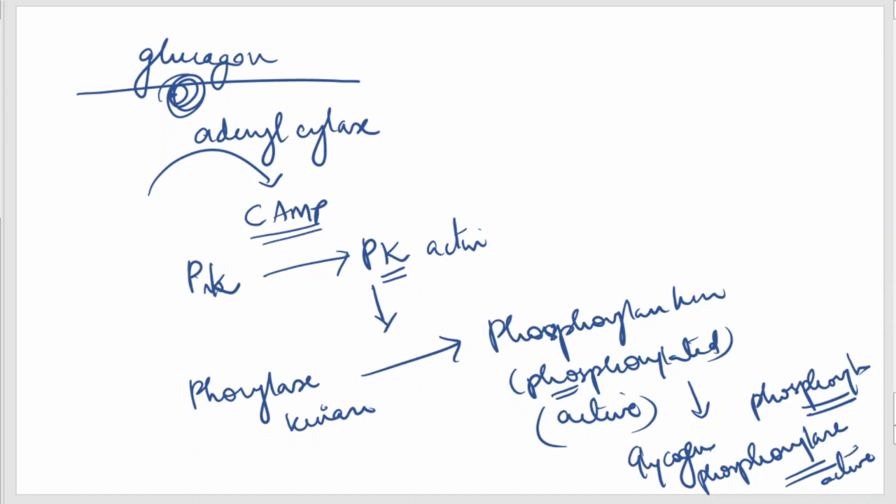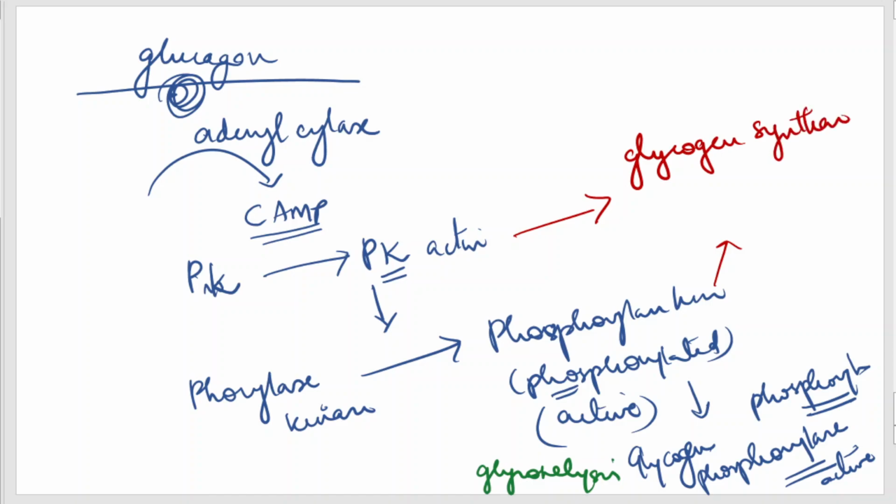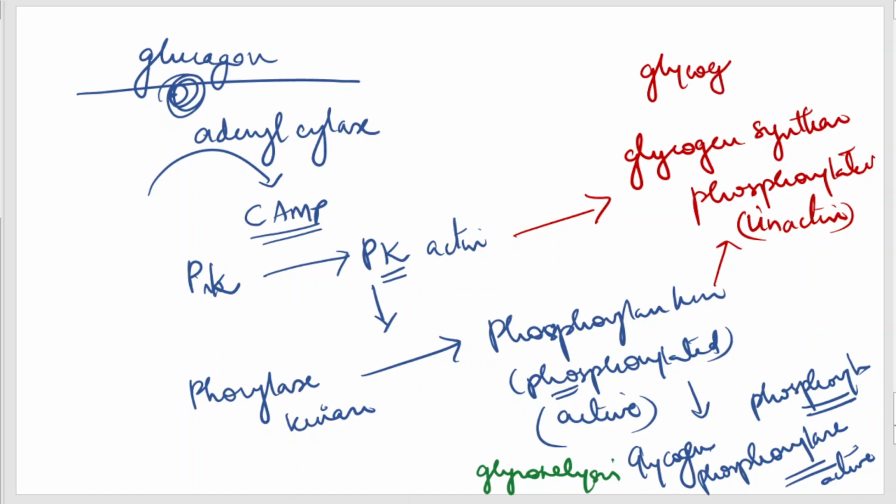Now what is the function of glycogen phosphorylase? It is an enzyme of glycogenolysis. Similarly, this protein kinase or the phosphorylase kinase can phosphorylate other enzymes like glycogen synthase. So what did I tell you? Glycogen synthase, if it is phosphorylated, what will happen? It will become inactive. So glycogen synthesis becomes inactive whenever glucagon is stimulated.